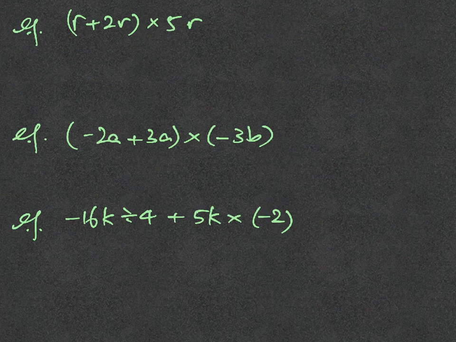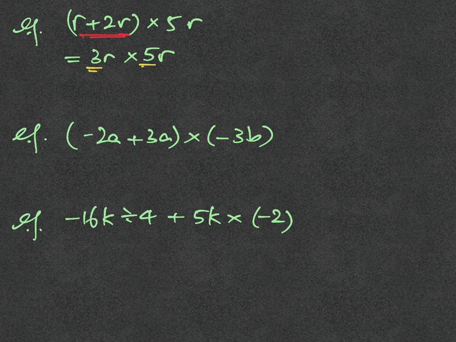Lastly, let's come to some mixture. So we mix up addition, multiplication, subtraction, and division altogether. Now let's look at number 1. The first thing we should do is the addition in the brackets. So we always start from the brackets. r and r is 2r, plus r makes 3r, and multiply 5r afterward. It's multiplication, so that's why we break it into 2 steps.